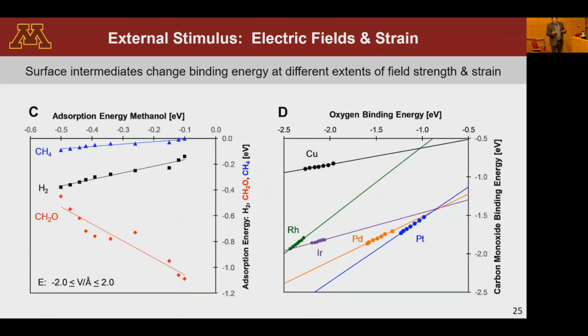And there are even bizarre things that can happen. I can take methanol and move it quite a bit. And as I make this stronger, I can actually make something like formaldehyde weaker, which means it would have a negative slope. That's a really strange case, but these things exist.